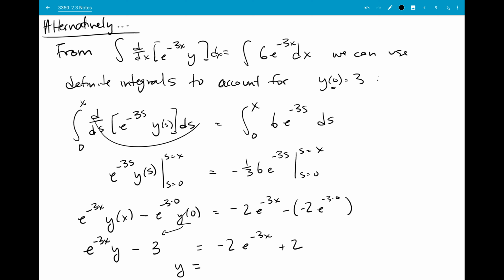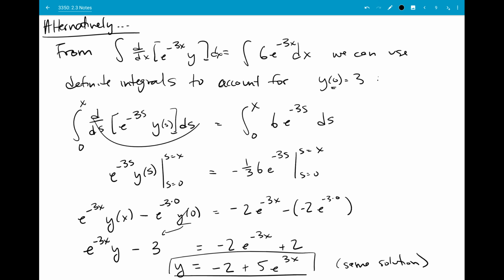which when you solve for y, you move the minus 3 over, so you get a plus 5 on the right-hand side. And then divide through by your e to the minus 3x. You've got minus 2 plus 5 e to the 3x. Same solution as before. Again, only use that method if you want to.